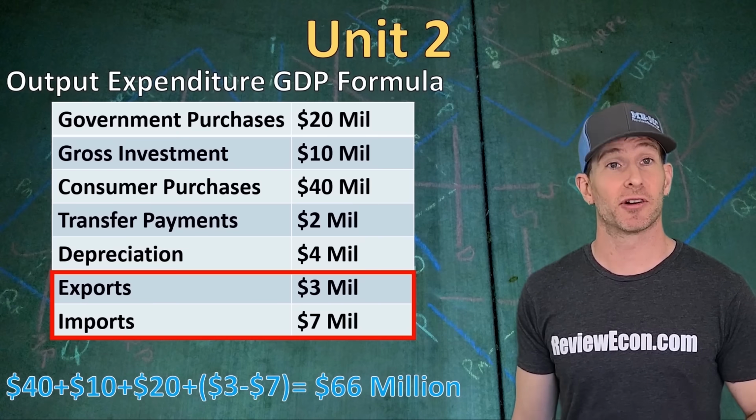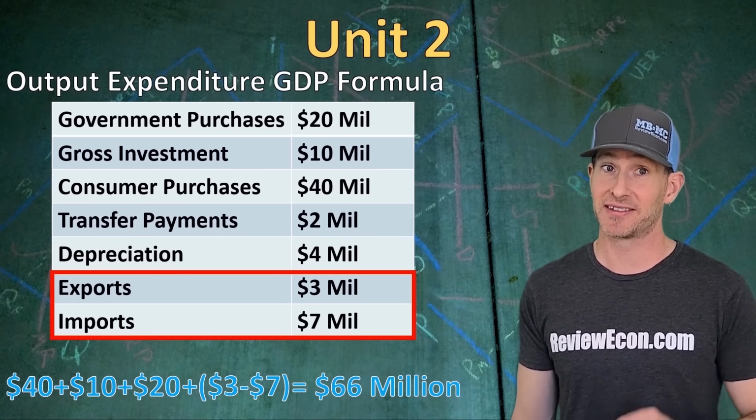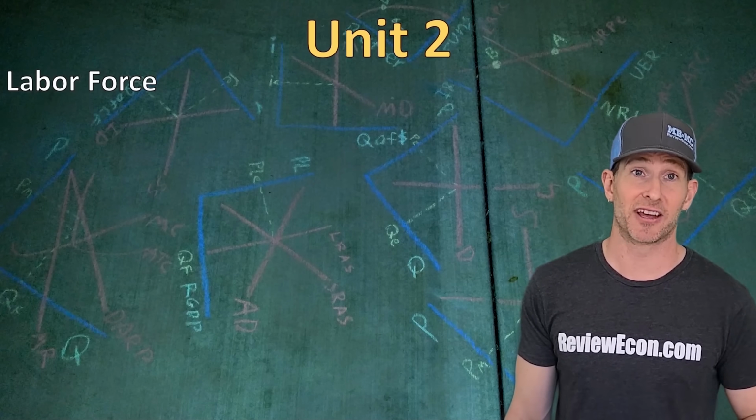You'll notice we ignored transfer payments and depreciation. You could see some distractor numbers in the tables on your exam. Next up, we're going to look at some math for the labor force and the unemployment rate.